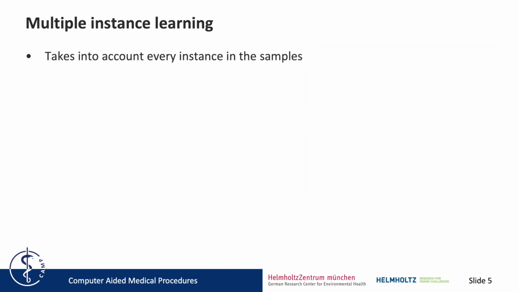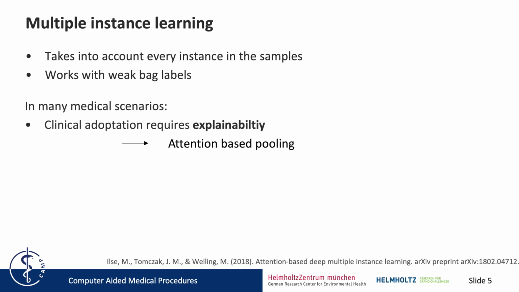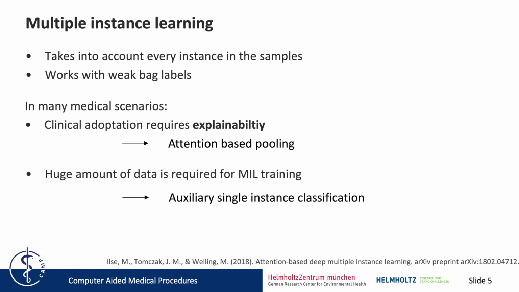So in our work for classification, we decided to use a multiple instance learning approach, which takes into account every cell in the samples and works with weak bag labels, so the expert does not have to annotate all of the cells in the dataset. Clinical adaptation of any method requires explainability, so we decided to use attention-based pooling in the multiple instance learning solution in order to provide better insight about the network's decision to the clinicians. Also, an auxiliary single instance classification branch helps us to converge better.